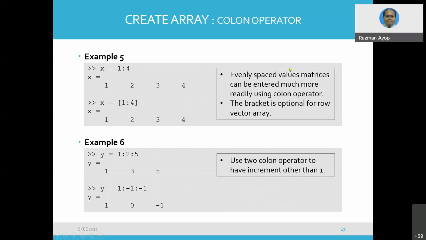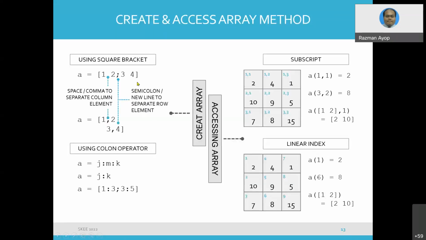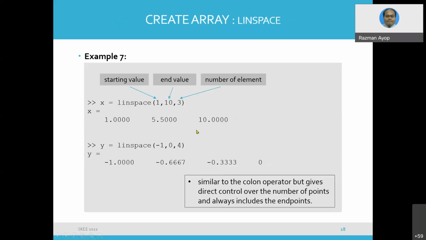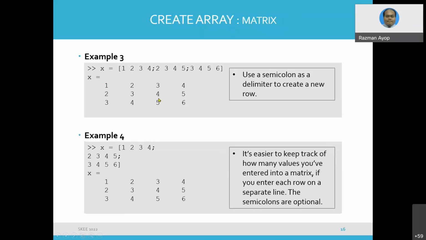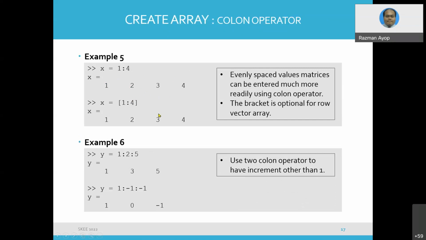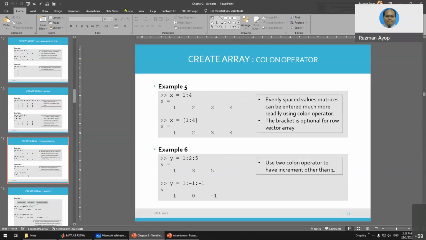Next, like I showed before, you can use a square bracket. We already learned the square bracket. Now we focus on the colon operation. So what is the colon operation? You can see here, example 5. Instead of writing one by one, you can just easily use colon. Colon is basically you can set the number automatically.